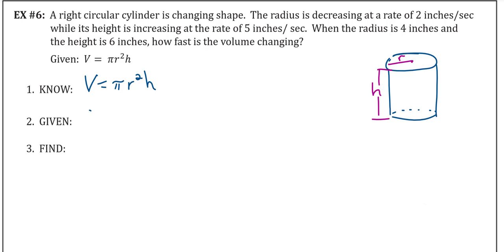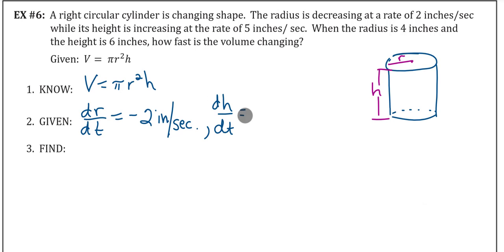Okay, so what are we given? We're given the rate of change of the radius. The radius is decreasing at a rate of 2 inches per second, so that's going to be a negative 2 inches per second. And we're also given the rate of change of the height. The height is increasing at 5 inches per second. And we want to find out what happens when the radius is 4 inches and the height is 6 inches.